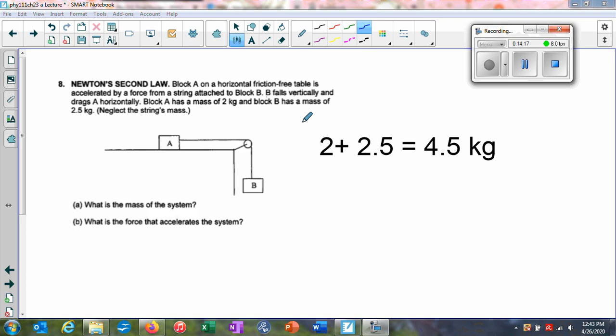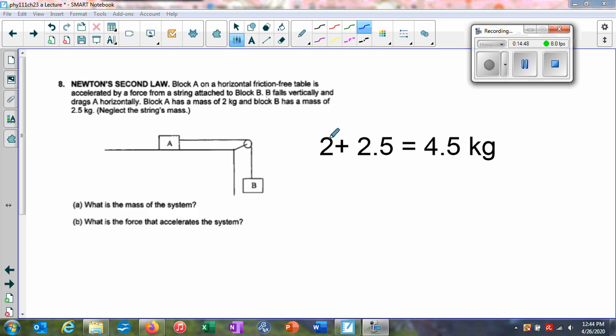All right, let's look at this one for a second. I have a two-block system here. One of these blocks is on the table, block A. One of the blocks is hanging off, block B. It says that block A is on a horizontal friction-free table. It's being accelerated by a force from a string attached to block B. So the string you can see is pulling it this way. Block B falls vertically, drags A horizontally.